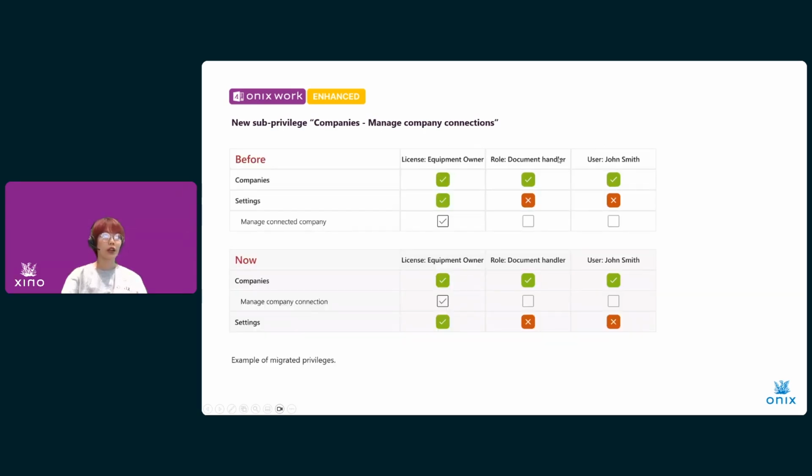So for example, I have a user named John Smith having equipment owner license, and I have a role for him named document handler, and this is the access in each column, the column for license, column for role, and also the column for the user, the final one. And then these columns are migrated following the rules in the previous slide. So this is how his new user privilege will look like.